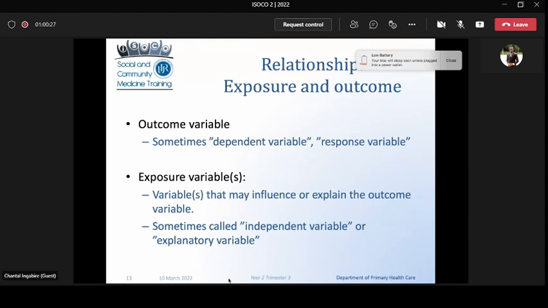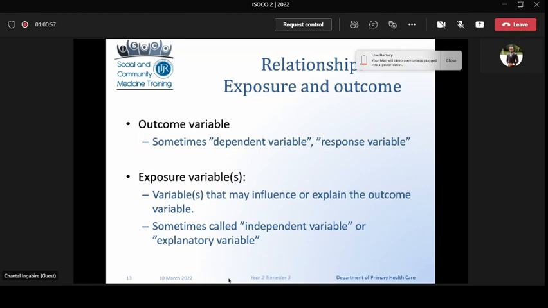And for this particular reason, the exposure is called the independent variable or the explanatory variable. This is something that can stand on its own, but also lead to the response variable. So there are two different variables. One is the independent variable. It means that it is happening on its own, but it is leading to the outcome that we are observing.